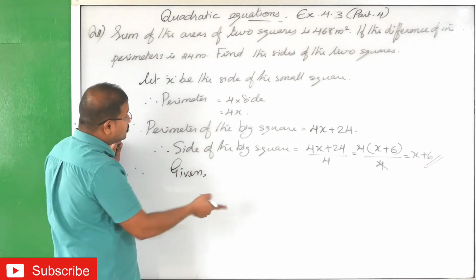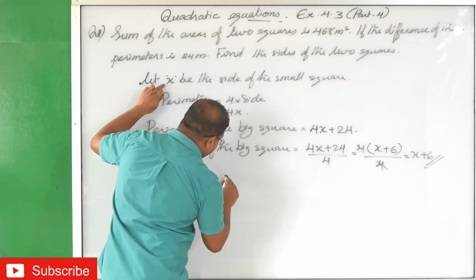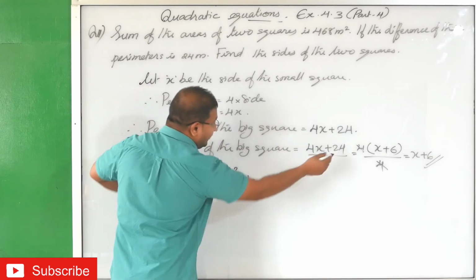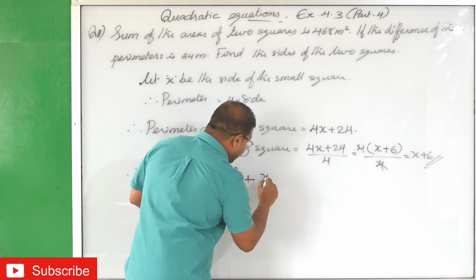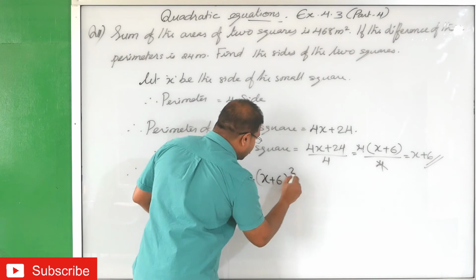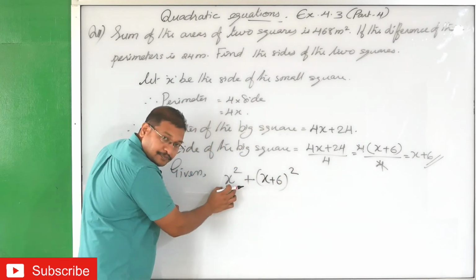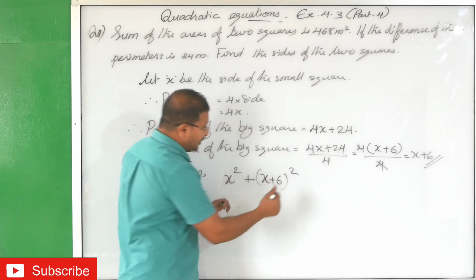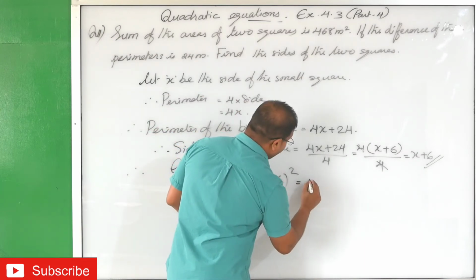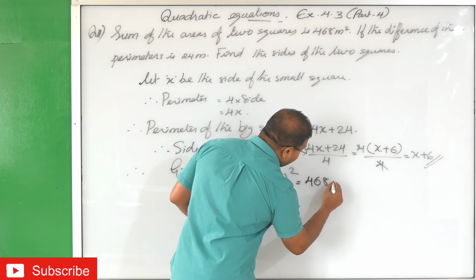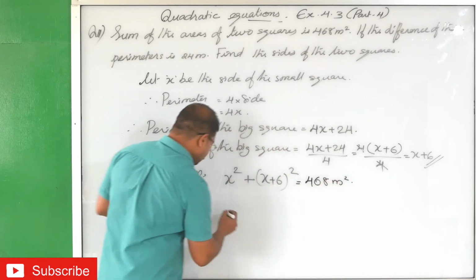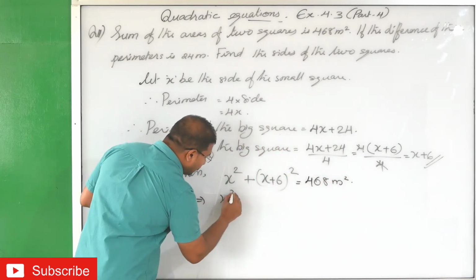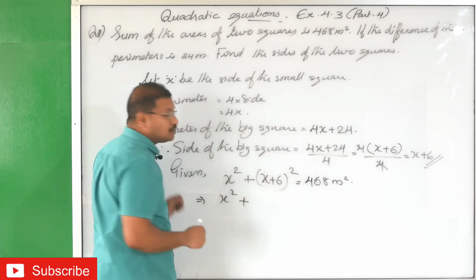Sum of the area is given. So I will write first area plus second area. Second area means what will happen? (x plus 6) the whole square. This is the first small square's area, big square's area, equals how much? 468 meters square. Implies x square plus (a plus b) the whole square.